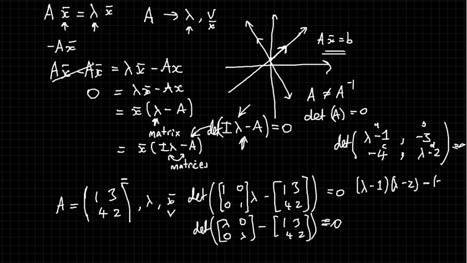So quite simply, we can just work out the determinant of this 2 by 2 matrix, which we know is going to be A times D minus B times C. And so it's going to be lambda minus 1 times lambda minus 2. And we're going to subtract that from negative 3 times negative 4. And that's all equal to 0.